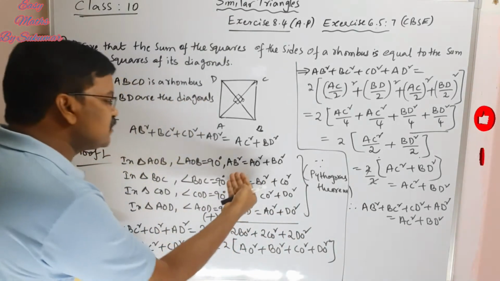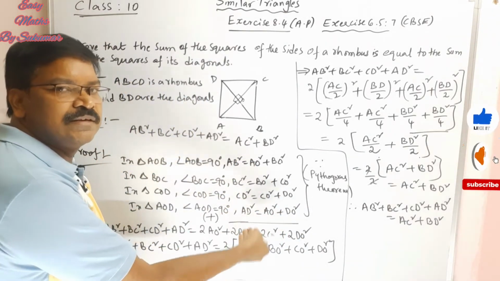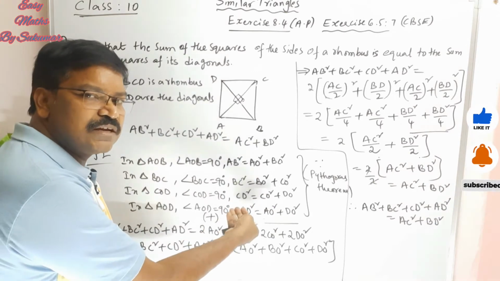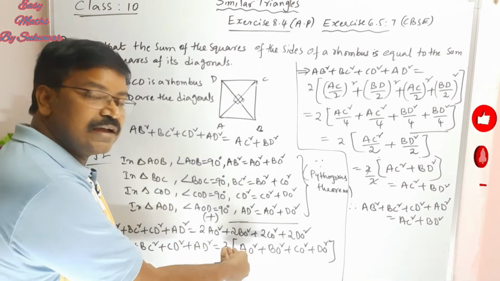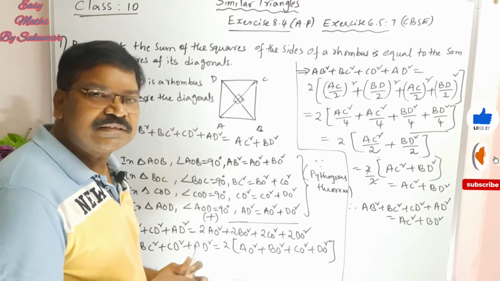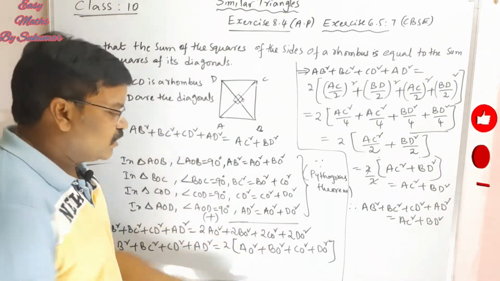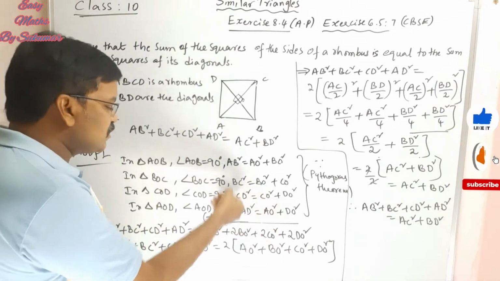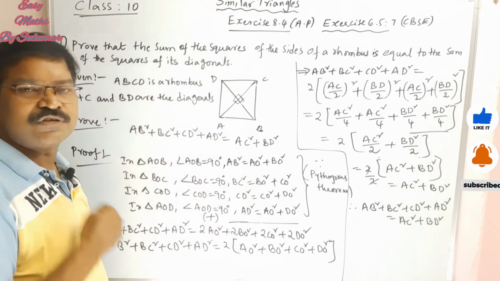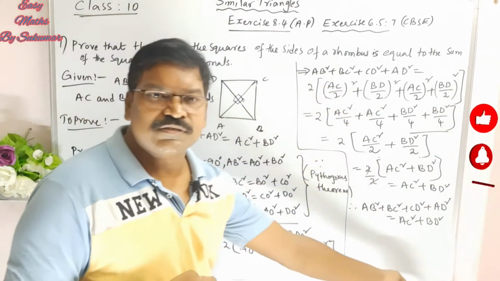Simply, we have taken these 4 triangles. Why are these triangles right angle triangles? The diagonals bisect at right angles. Using this concept and Pythagoras theorem, we have written like this. And we are adding all these 4 equations. Then this is the process.